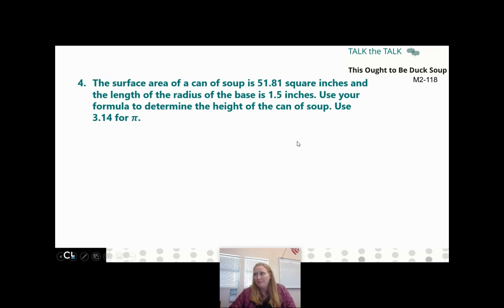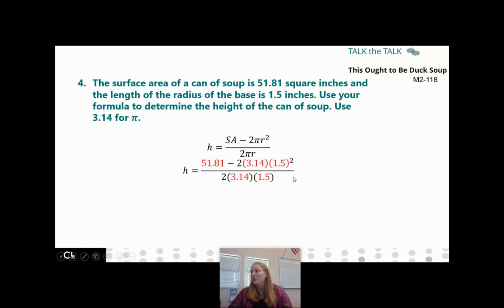So here's our formula. It's a lovely formula, and we're just going to plug everybody in. I know what the surface area is. It's 51.81, so I'm going to plug that in. I know that pi is 3.14. I'll plug that in. I know the radius is 1.5, so instead of r squared, that's going to become 1.5 squared, over 2 times pi, which I'll plug in 3.14, times the radius, which means I'll plug in 1.5. So this is what we get when we plug everybody in.